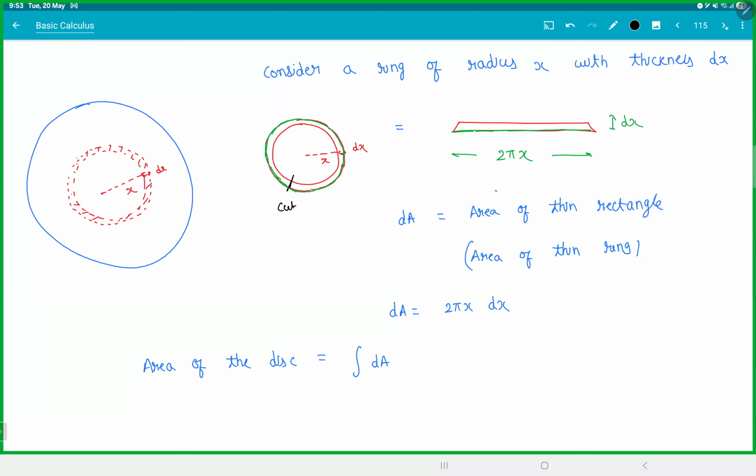Where is the first ring starting from? From the center, isn't it? A very negligible ring at 0. So you're starting from x is equal to 0. Where is the last ring ending at? x is equal to r. You're getting the meaning of it?